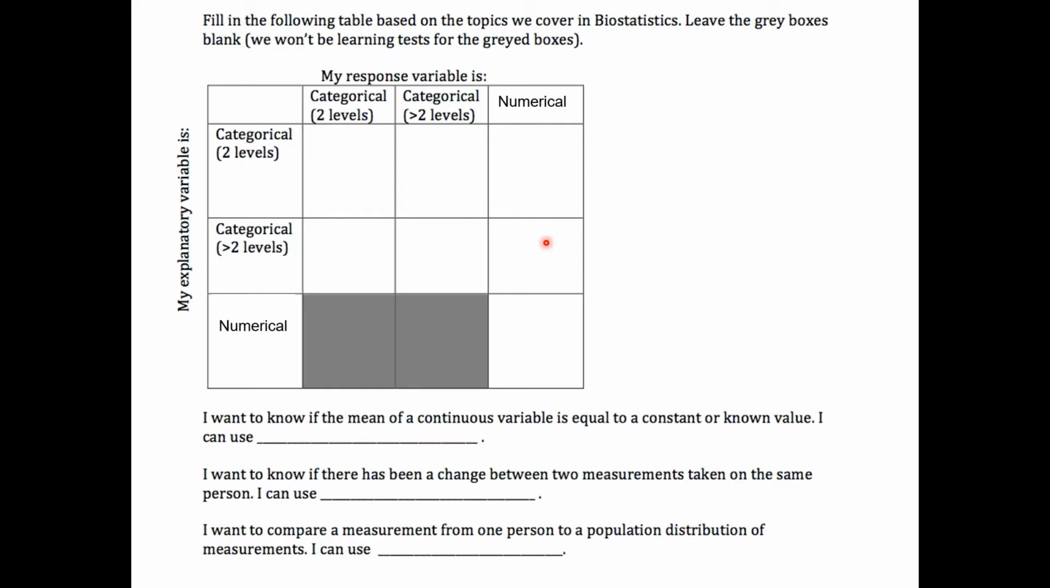In the three scenarios below, only one variable is involved, and please fill in the blanks based on what we covered in this class. You can pause here. When you're done, press continue.